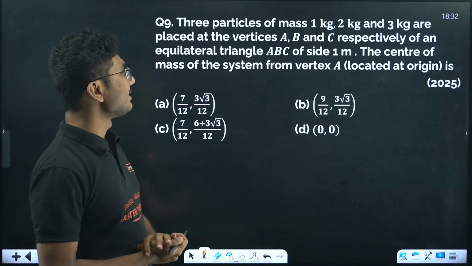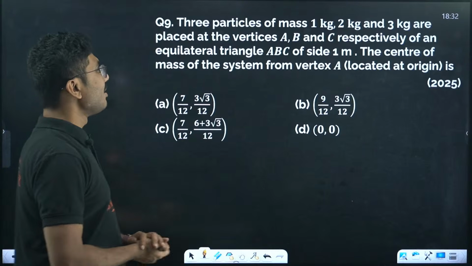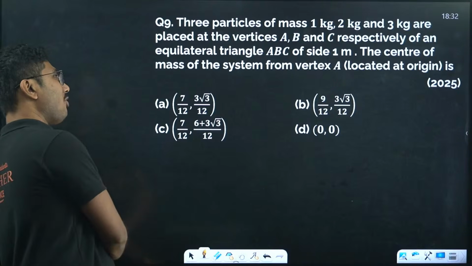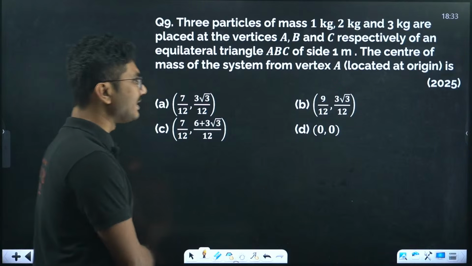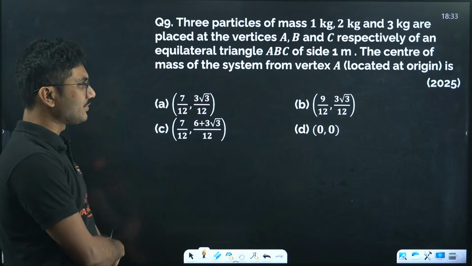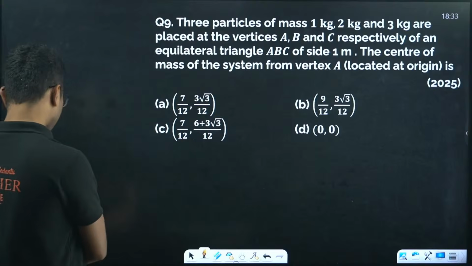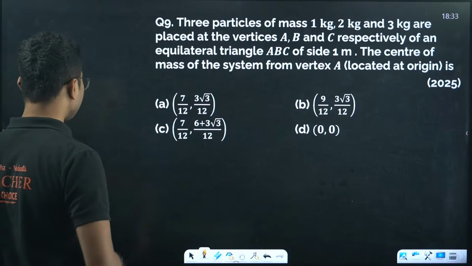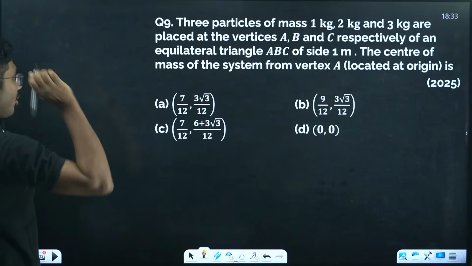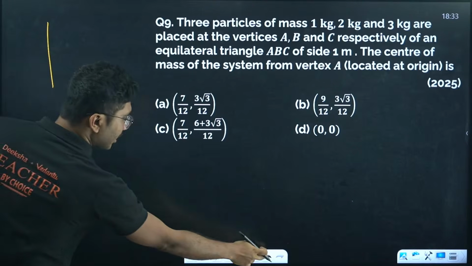Three particles of mass 1 kg, 2 kg and 3 kg are placed at the vertices A, B, C respectively of an equilateral triangle ABC of side 1 meter. The center of mass of the system from the vertex A is? First of all, they assume that it is only an xy coordinate system, not any other, and the problem can only be solved in a particular configuration.